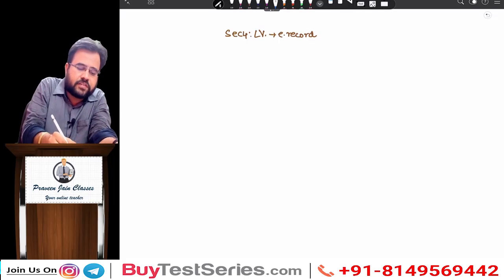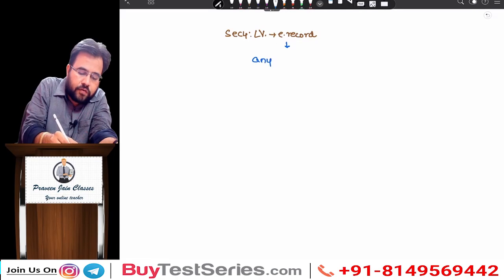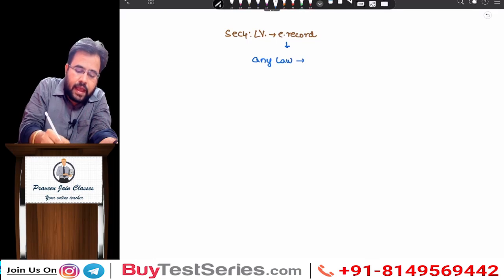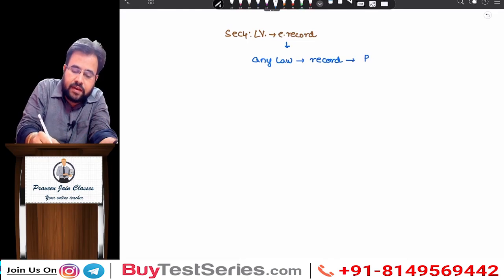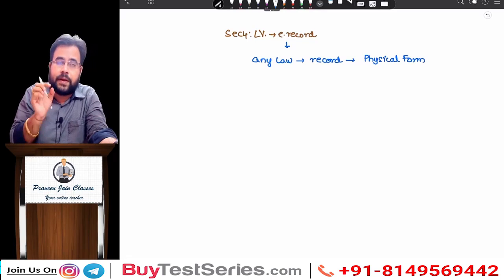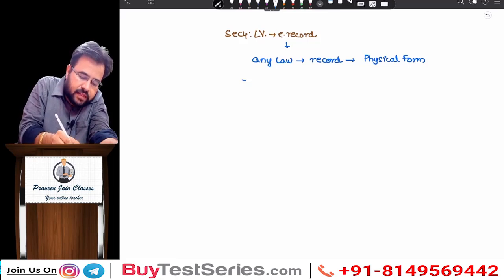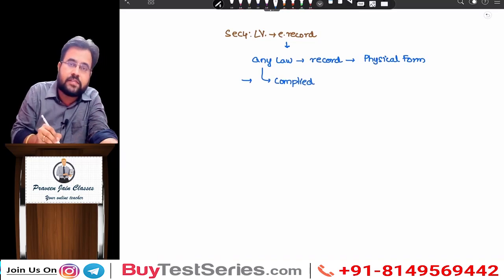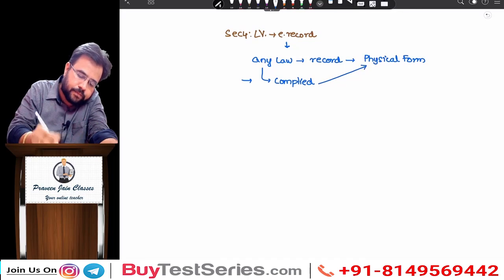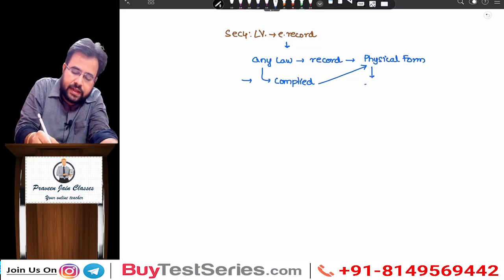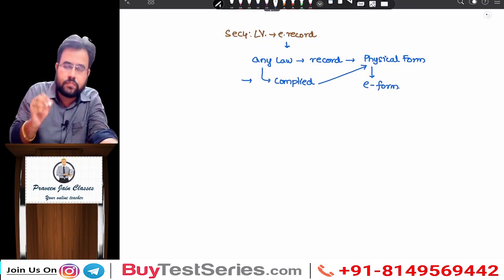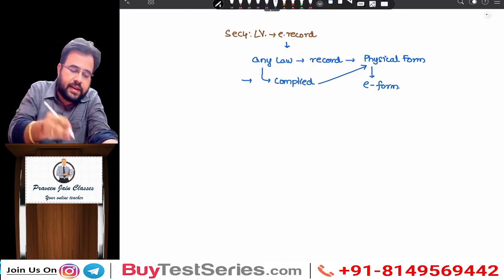Now, what does this law say, sir? Where any law says that a particular record should be maintained by a particular person in physical form, then that law is said to be sufficiently complied with if that physical record is maintained in electronic form.